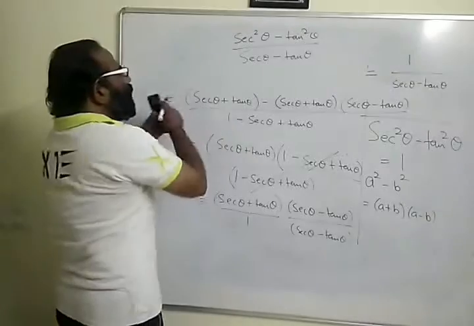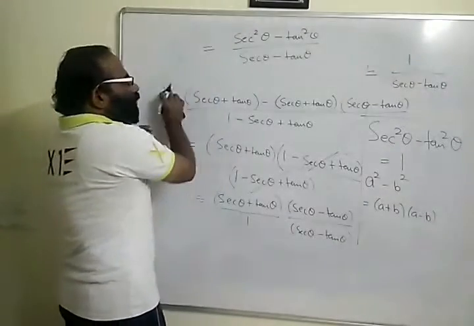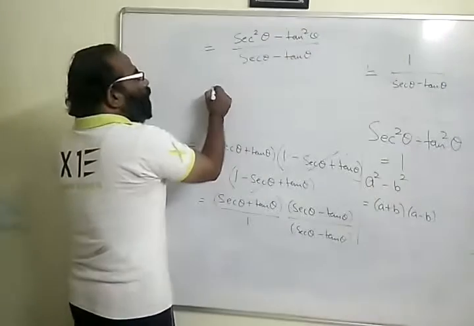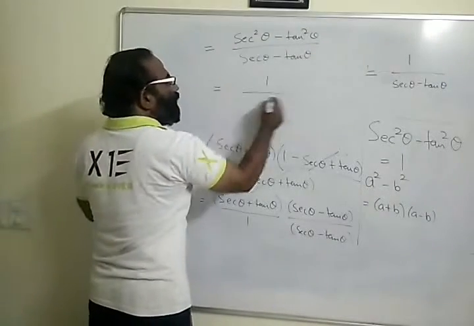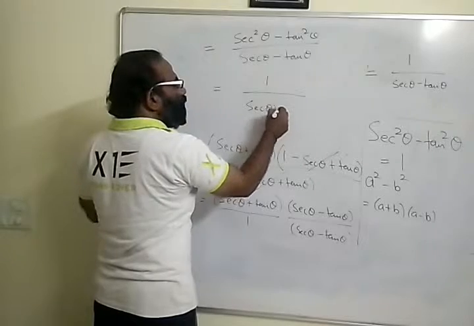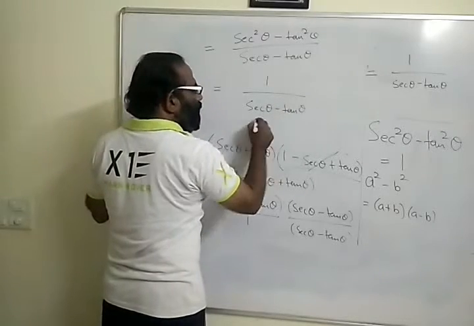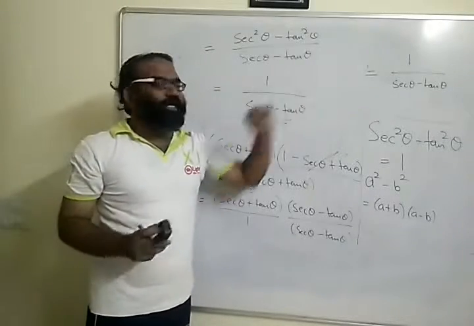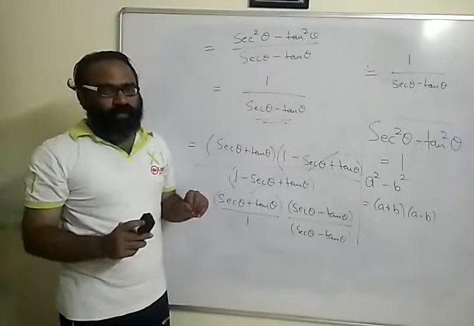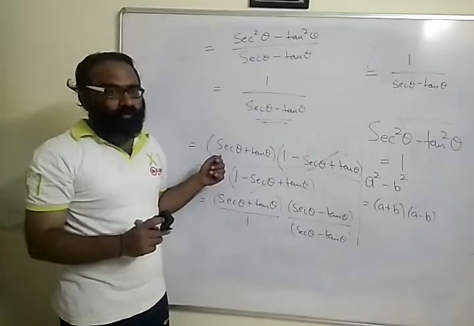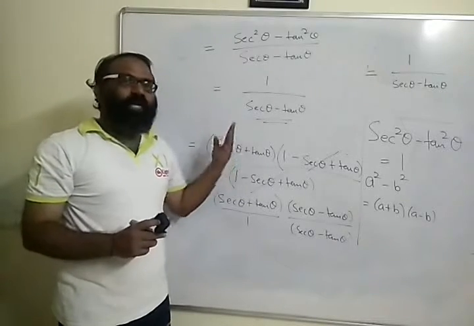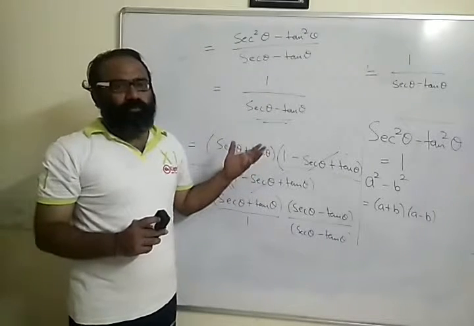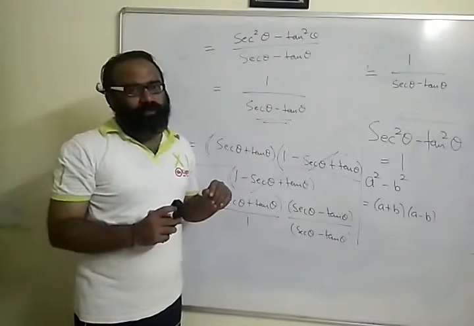So what happens in the numerator now? The numerator is secant squared theta minus tan squared theta, that is 1, so we get 1 by secant theta minus tan theta. That is exactly what we wanted in the first place. I hope you understood this problem. If you still have doubts, I will show you various different variations of the same problem in one of the coming sessions. Thank you.